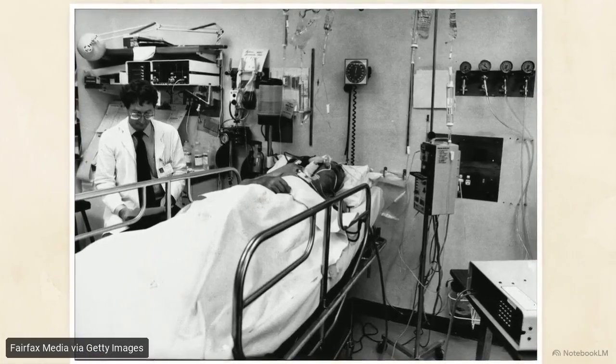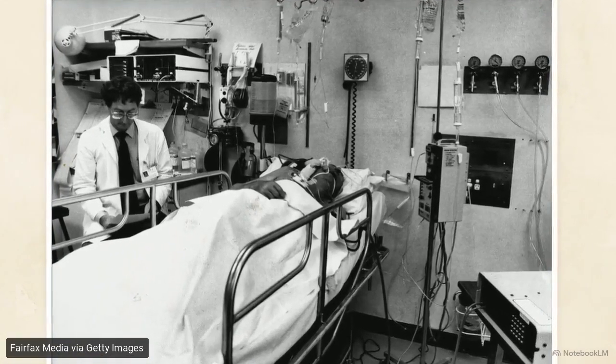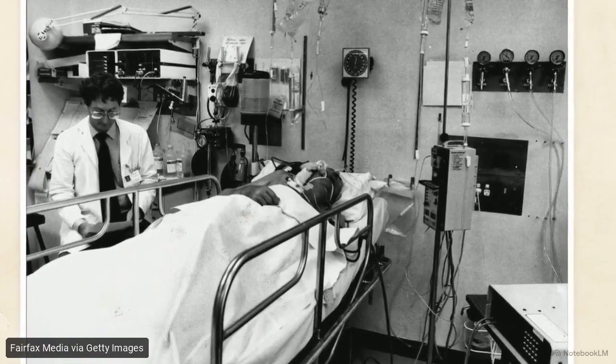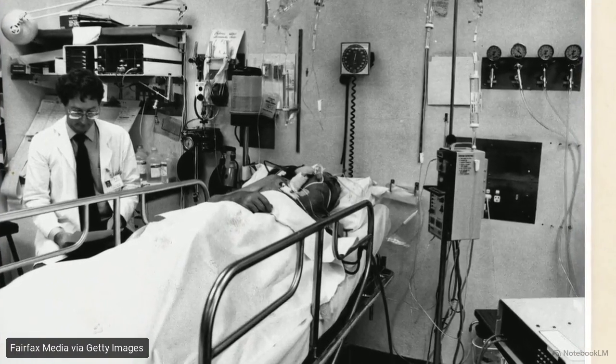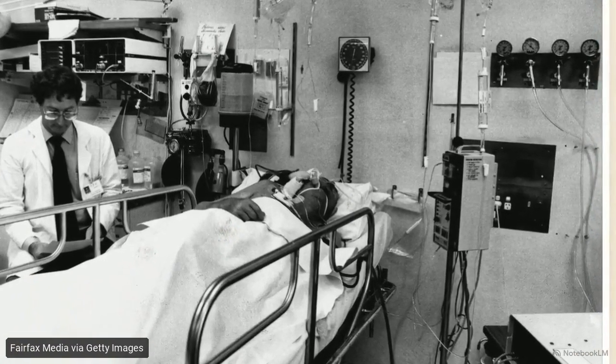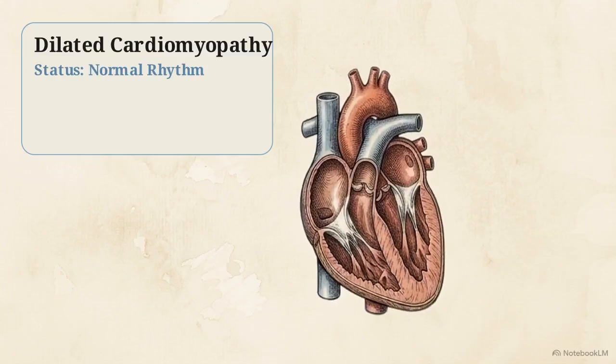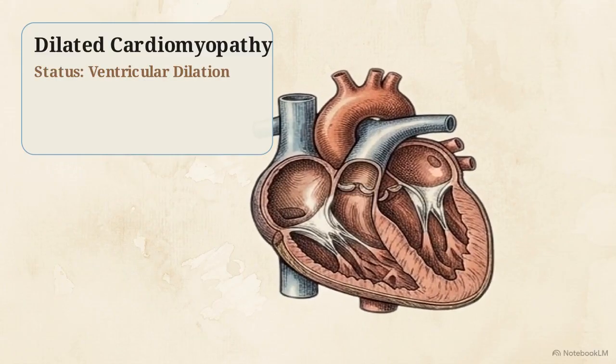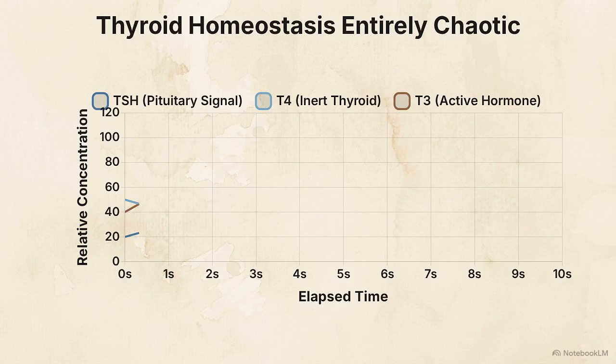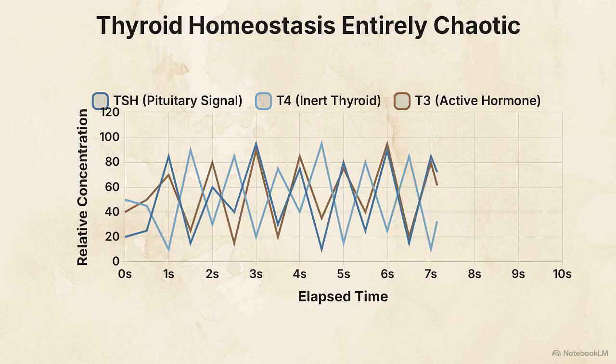Look at this photograph of a patient in intensive care. For months, they've survived entirely on mathematically precise intravenous nutrition, known as TPN. Then, out of nowhere, a bizarre clinical cascade begins. Their proximal muscles severely weaken. Their heart dangerously dilates, struggling to pump, and their thyroid hormone profile becomes entirely chaotic.